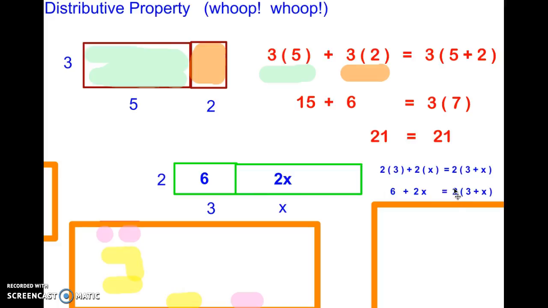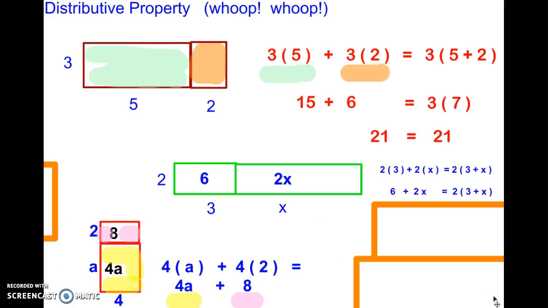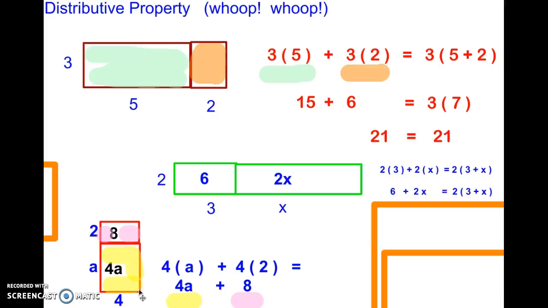And here you're starting to see the whoop whoop we've talked about in class. 2 times 3 is 6, and 2 times x is 2x. Finally, don't forget to put a rectangle the other direction. Somehow this seems harder for us. But here we've just flipped the rectangle.